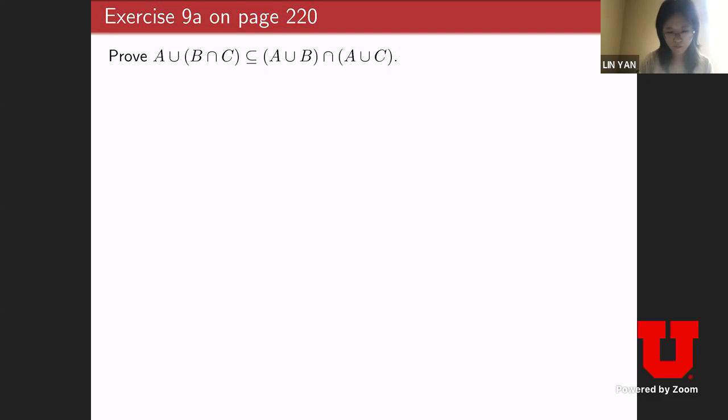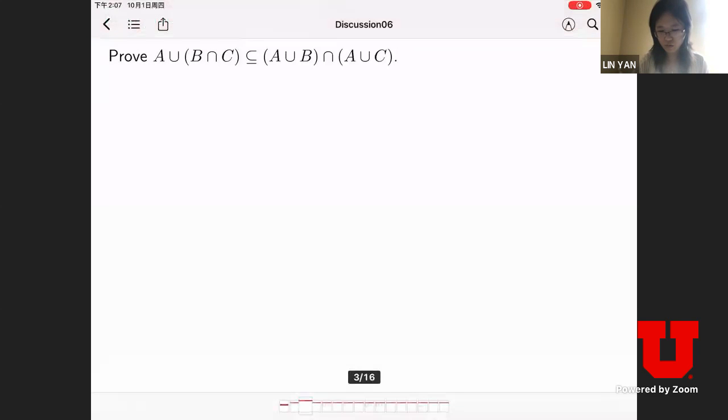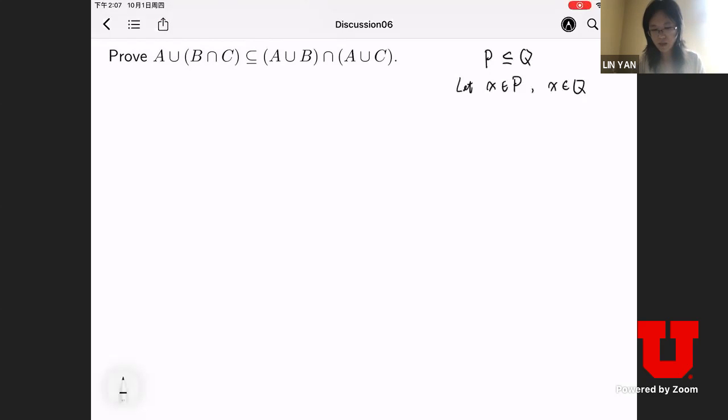And here is a key hint. Because we need to prove a set is a subset of another set, for example, if you want to prove P is a subset of Q, you will choose X from P, and then you want to prove X is also in Q. That means whatever element you choose from P, it should also be an element in Q. That is the process to prove that the set P is a subset of Q.